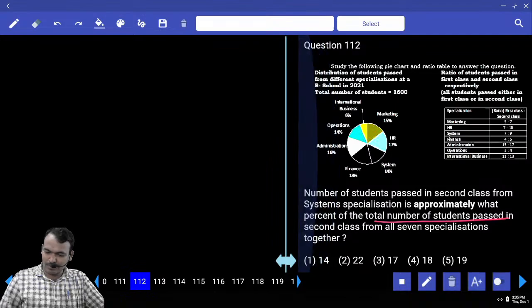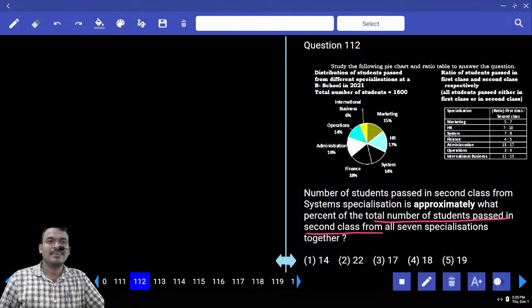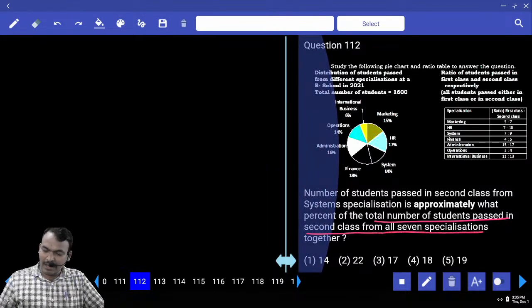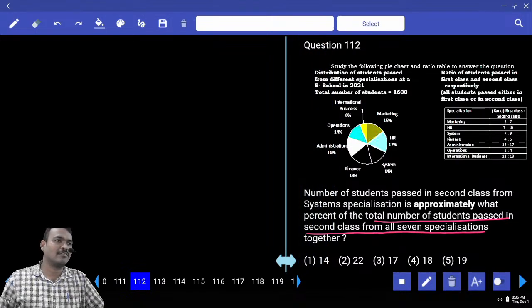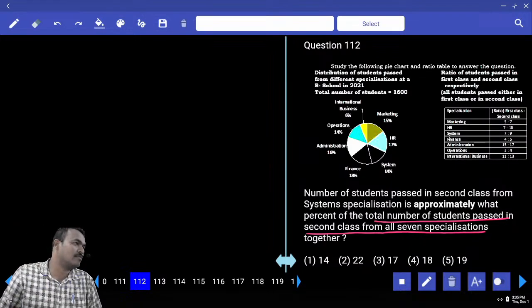Total number of students passed in which one? Second class from all the 7 specializations. Nothing but individually first class is required, individually second class is required.